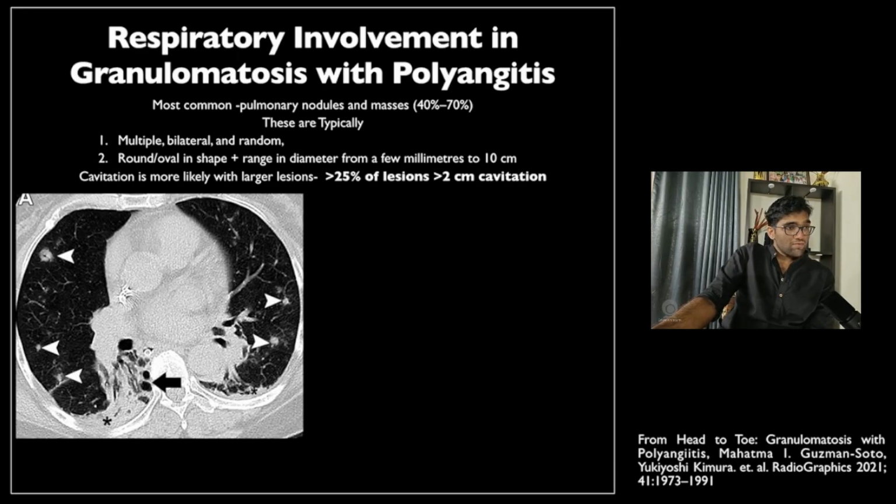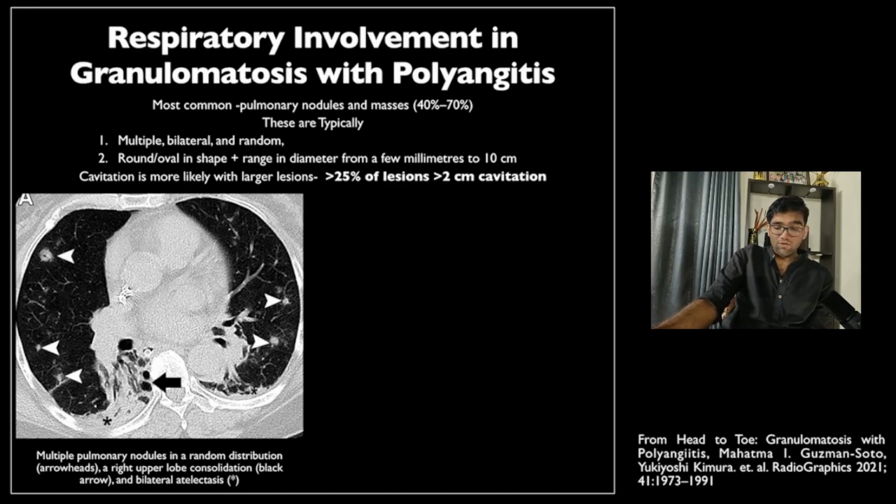So this is a representative cross-sectional CT showing the characteristic findings of GPA in the lung parenchyma. There are multiple pulmonary nodules randomly distributed, which I've highlighted with arrowheads, and there is a right upper lobe consolidation, which has been highlighted with a black arrow. There is also bilateral atelectasis, which naturally, as we saw, was not there in our case.